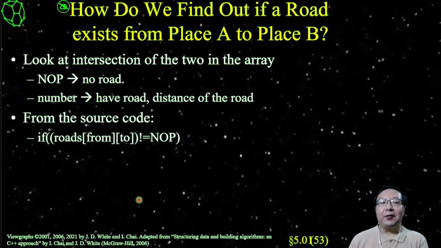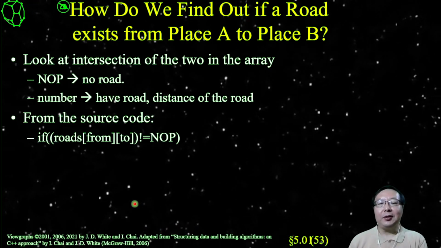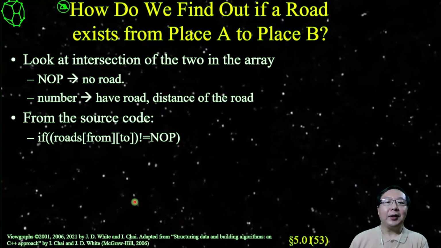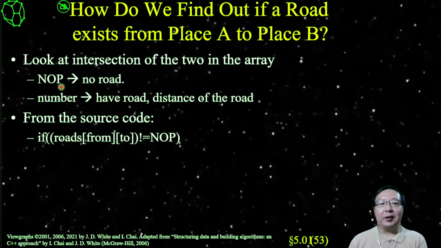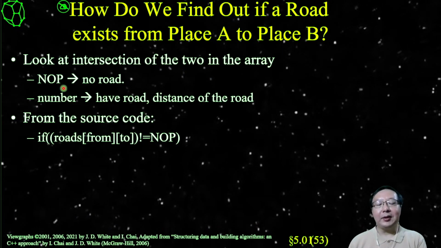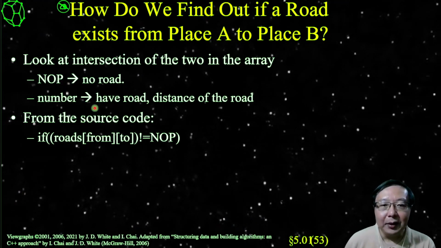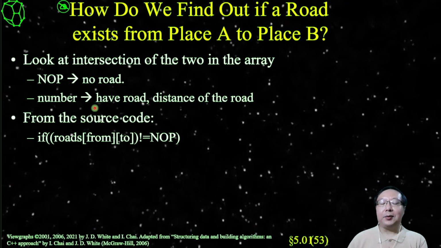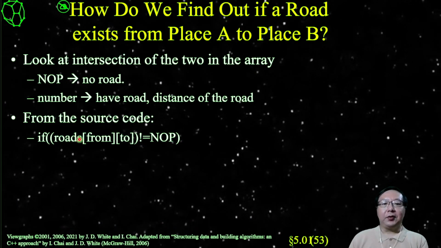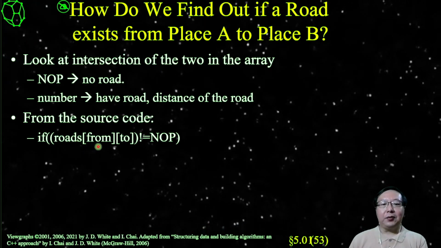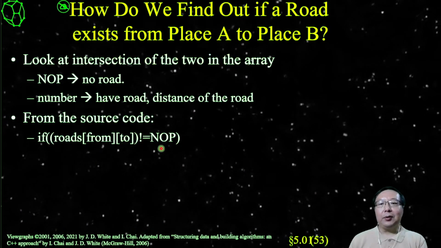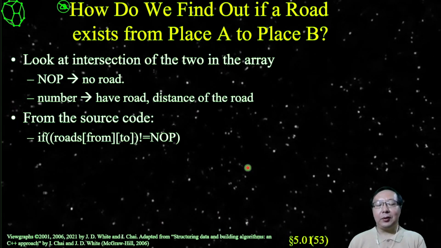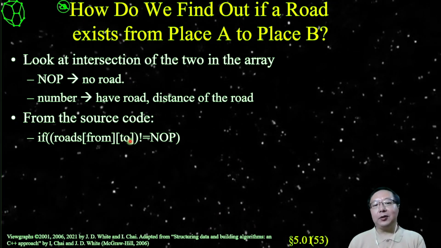How do we find out if a road exists from place A to place B? Well, we look at the intersection of the two in the array. If it has the no path label, then there's no road. If it has a number, then there is a road, and the distance of the road is that number. So from the source code, if roads from to is not equal to no path, then we know that there is a road from this place to that place.